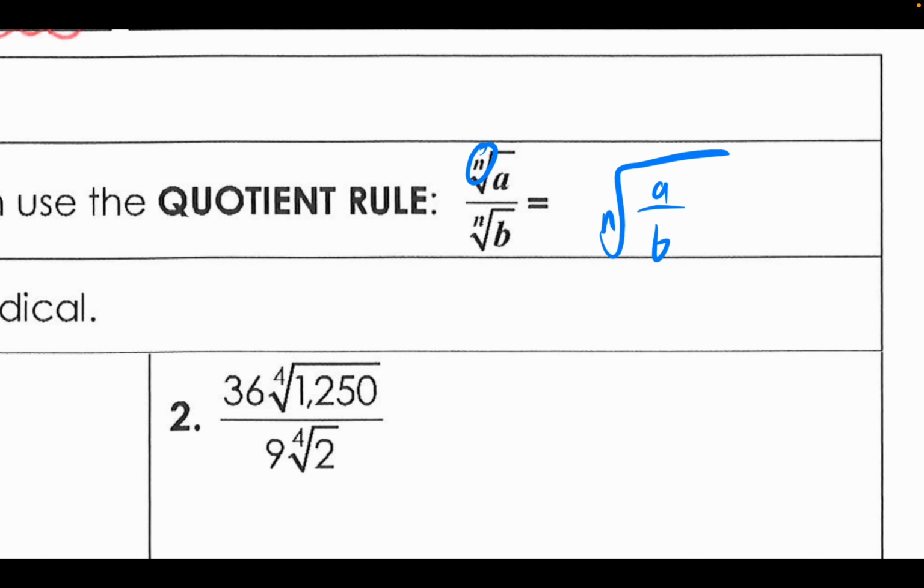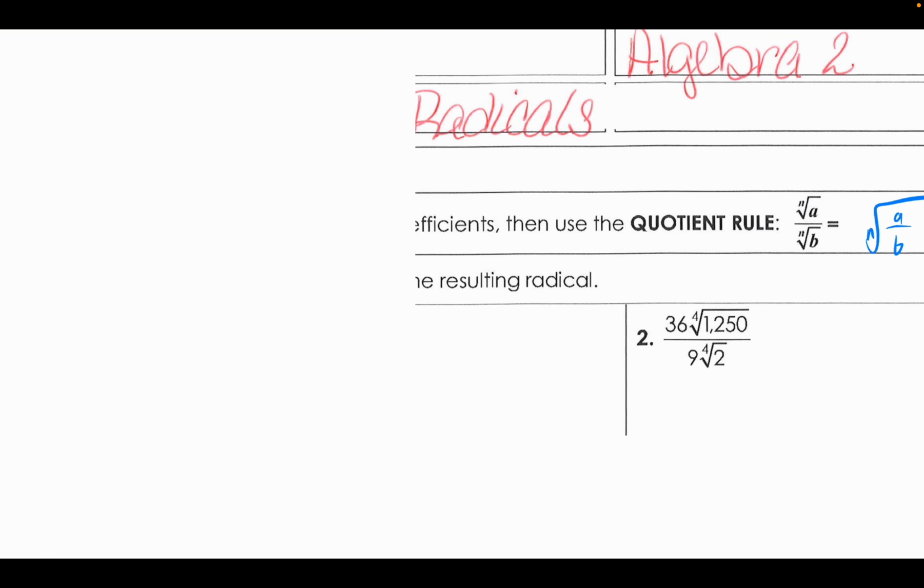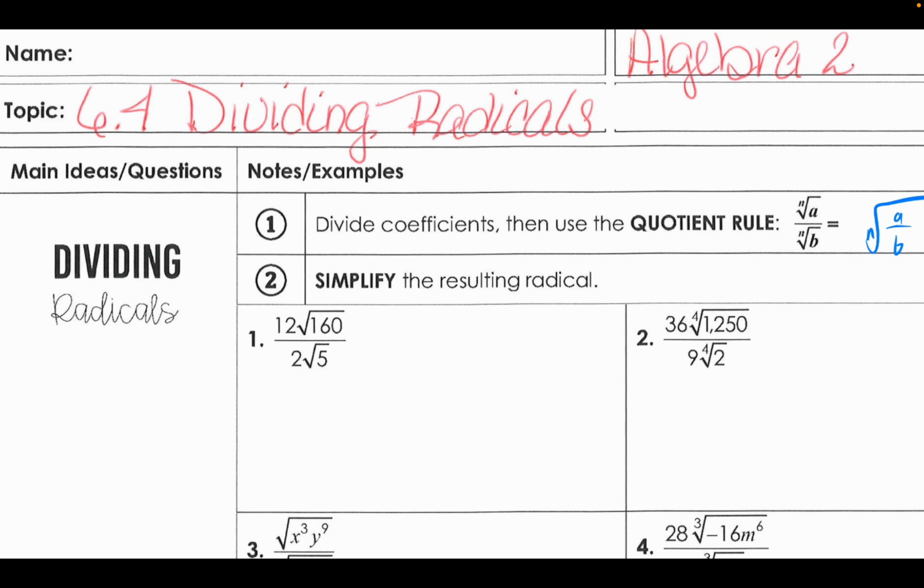Now, this only works if these are both the same root or index. So for example, they'd both have to be the square root or the third root or the fourth root. And we won't have any problems where they are different roots. So we'll only encounter problems where they are the same root. So no worries there. Now we don't technically have to rewrite it this way. Just know that these are equivalent. And then you always simplify your resulting radical.